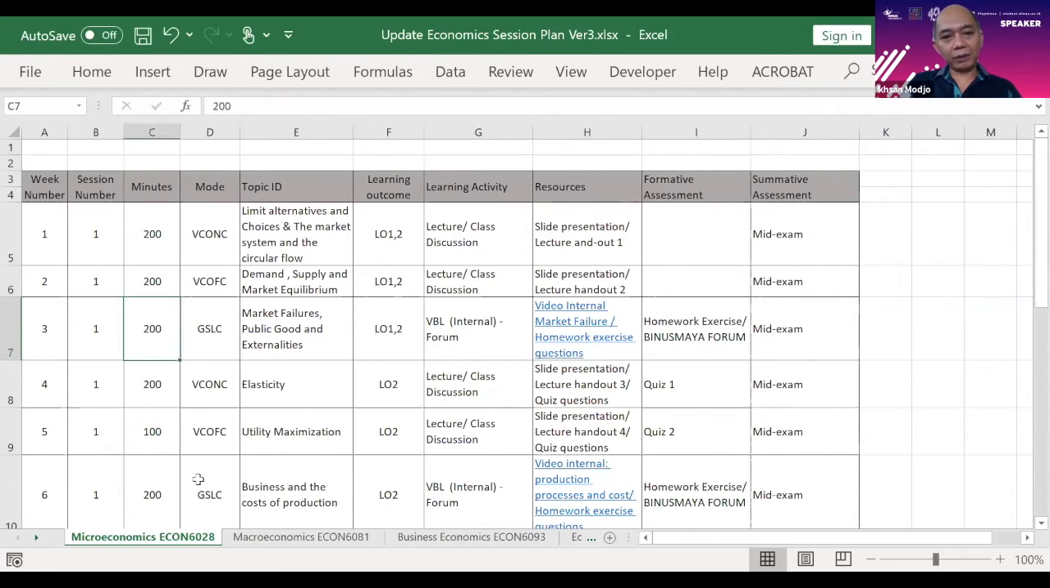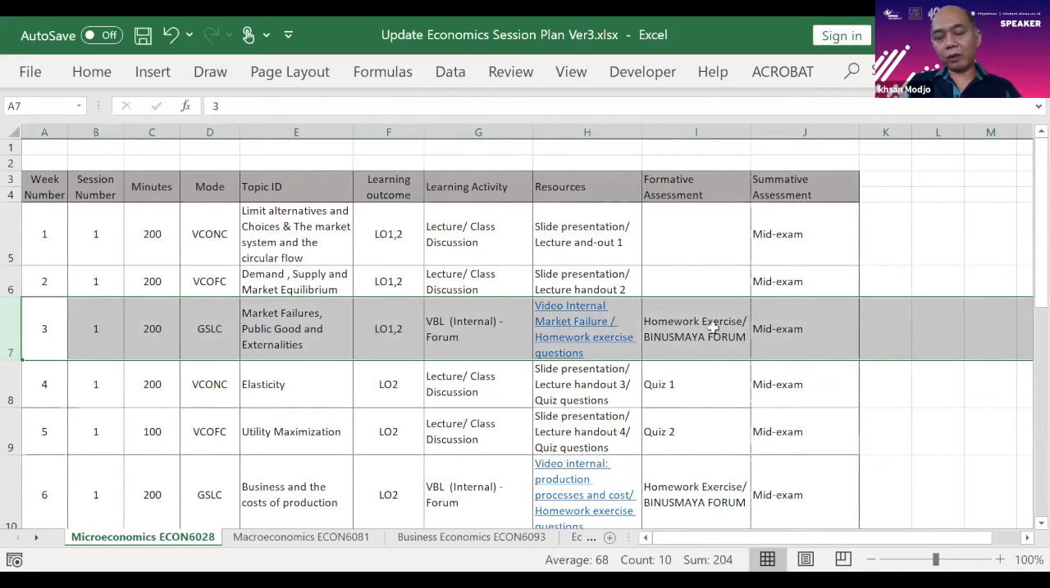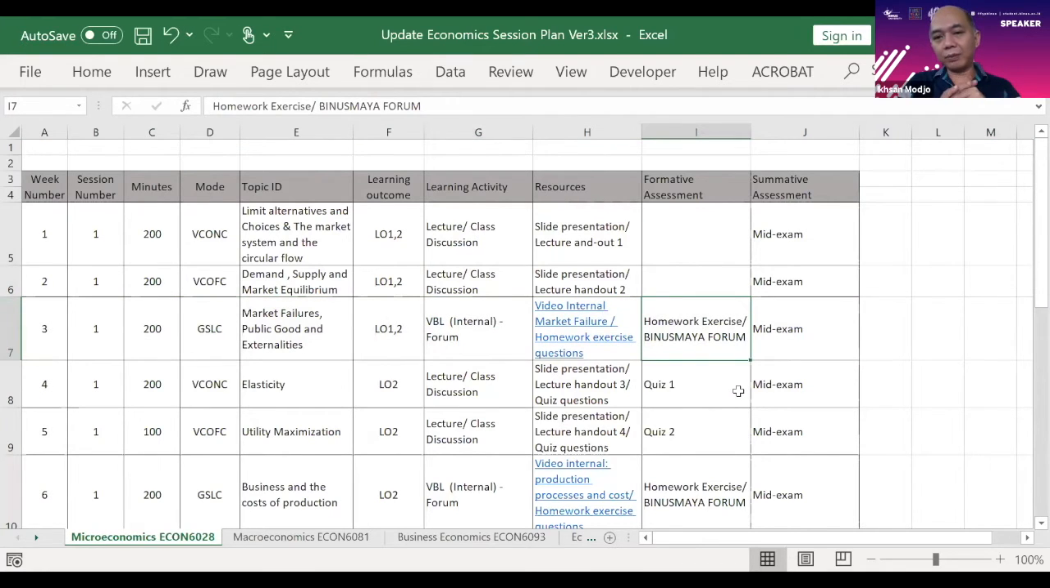modes of teaching. When you look at this, always remember that when we have the GSLC, we're going to have what we call homework and exercises in the BINUS Maya forum, regardless of the type of course, whether it is economics or accounting or any kind of subjects that you're going to learn in the coming semesters. You're going to have what we call the VBL or GSLC mode. And always, guys, when we have the GSLC, it means we also have the BINUS Maya forum.